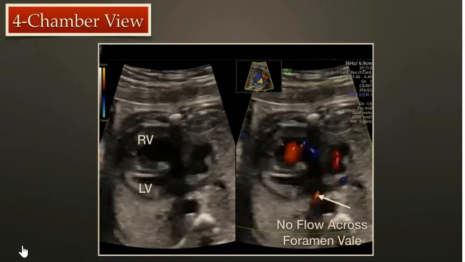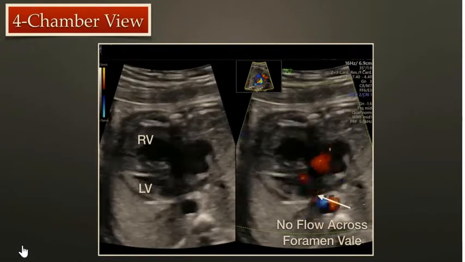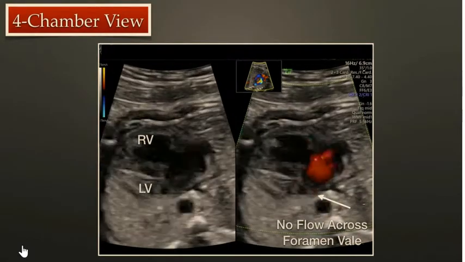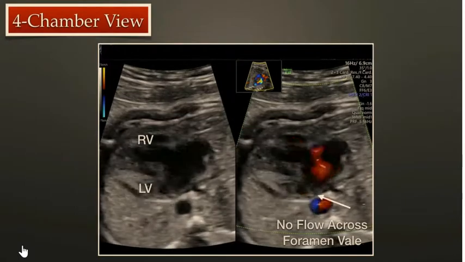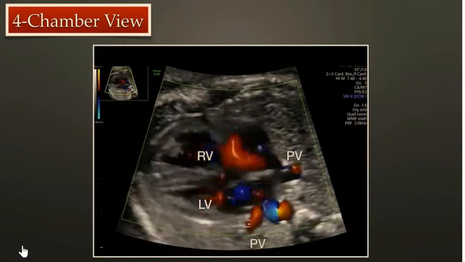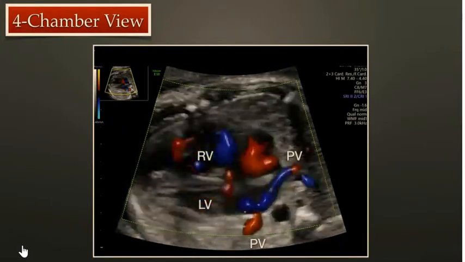This fetus demonstrates significant right-to-left disproportion. The color Doppler does not show flow crossing the foramen ovale from the right atrium to the left atrium. This image from the same fetus shows the only blood entering the left atrium is from the pulmonary veins.